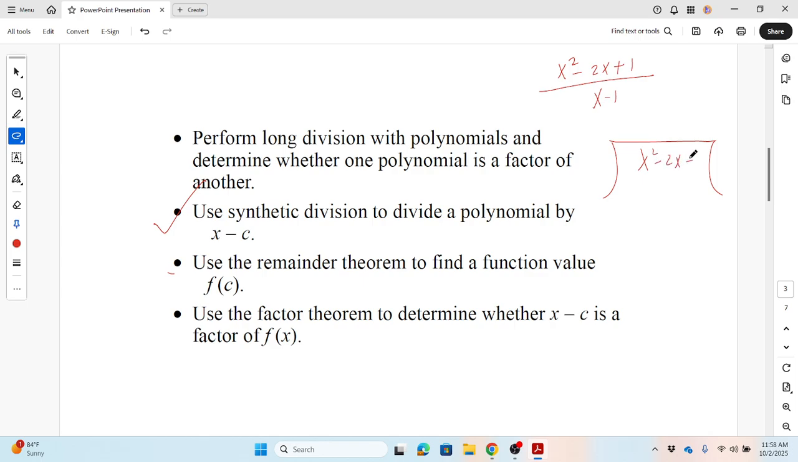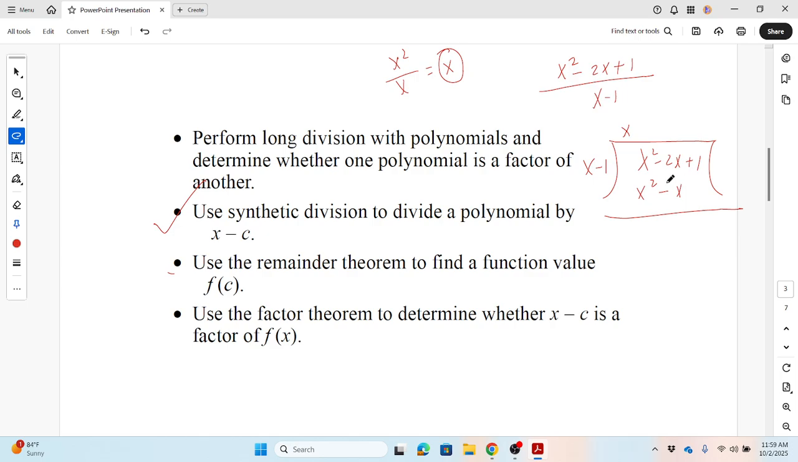You just divide the highest degree term here, which is x squared, by the highest degree term here, which is x, and whatever comes, that goes on the top here. By doing that, now you multiply every single thing in the divisor by x. This is called the divisor. So x times x is x squared. x times -1 is negative x.